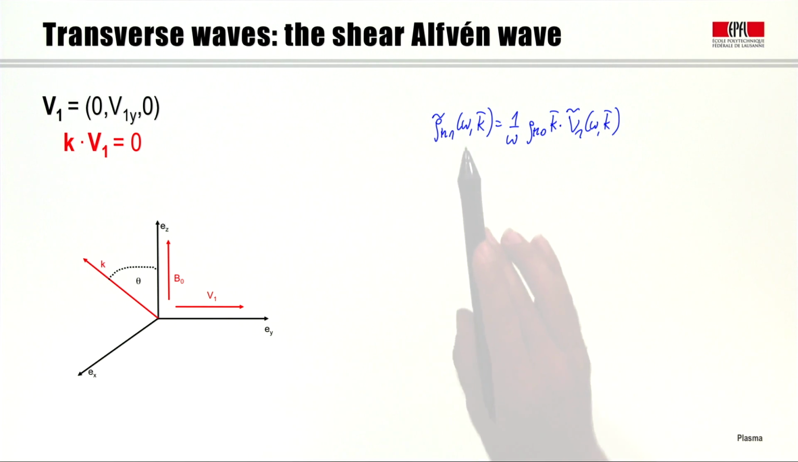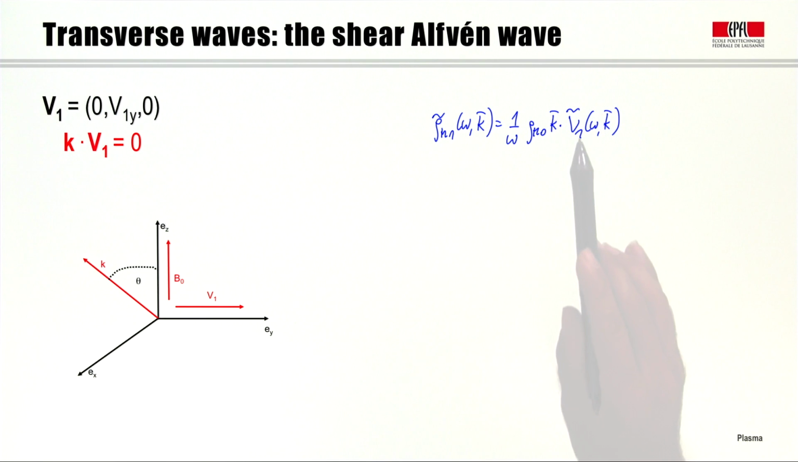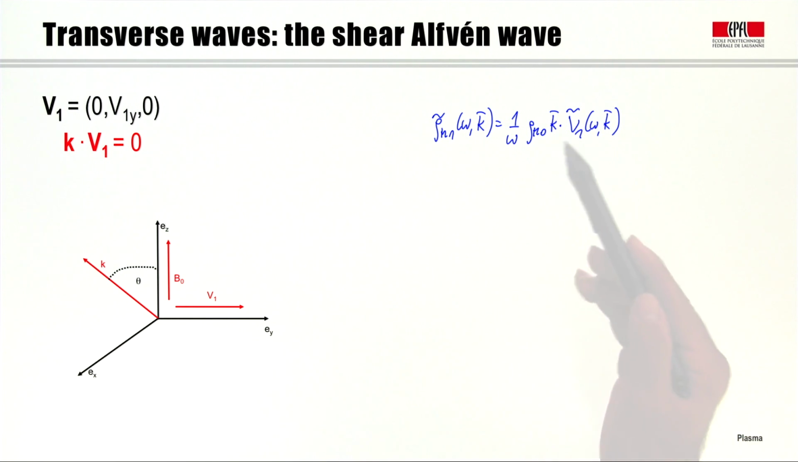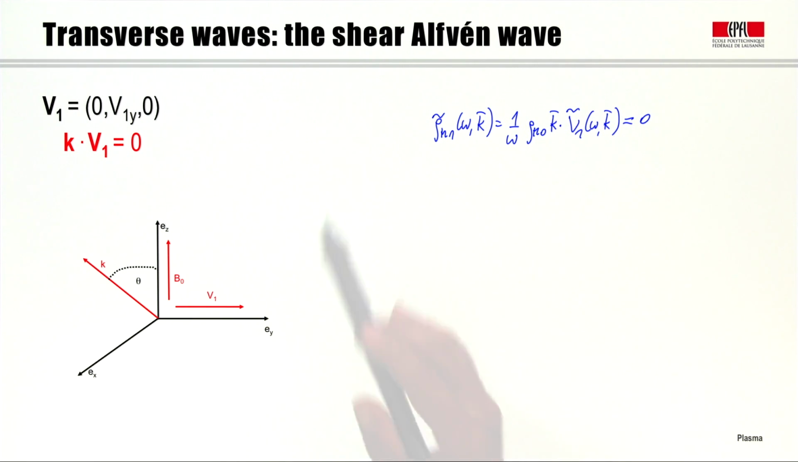The perturbed mass density ρm1 tilde equals 1 over ω times ρm0 k dot V1 tilde. But k and V are perpendicular to each other, therefore also k and V tilde are perpendicular to each other, so ρm1 tilde equals 0. There is no perturbed mass density. Transverse waves are non-compressional. We have then two remaining equations that link B1y tilde and V1y tilde.